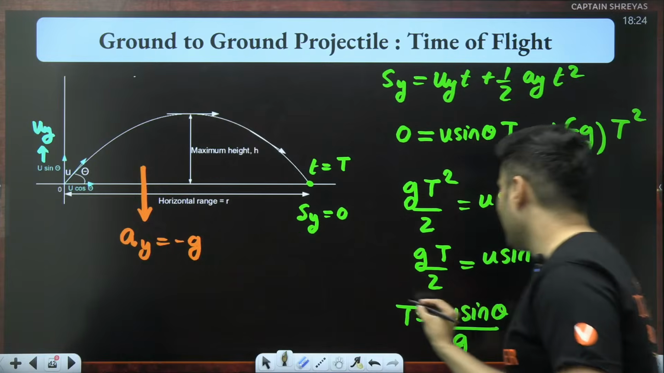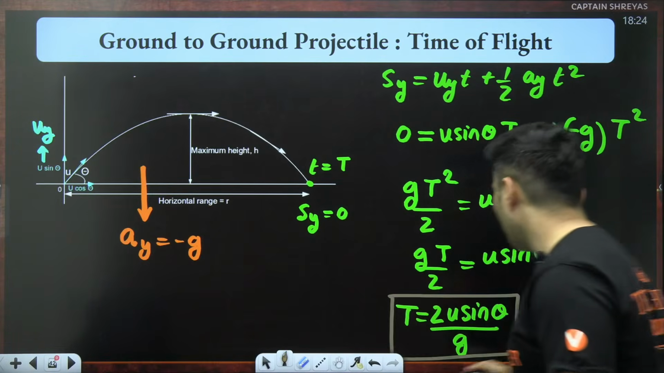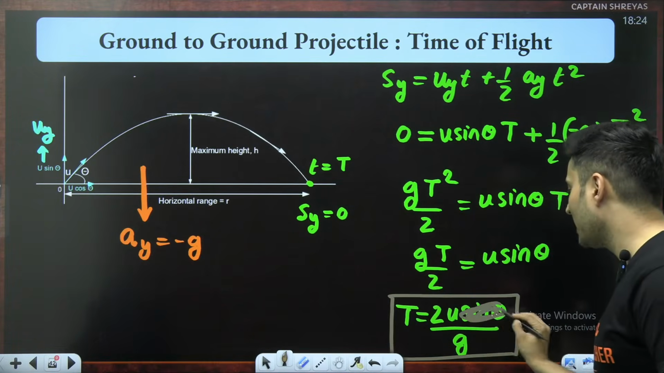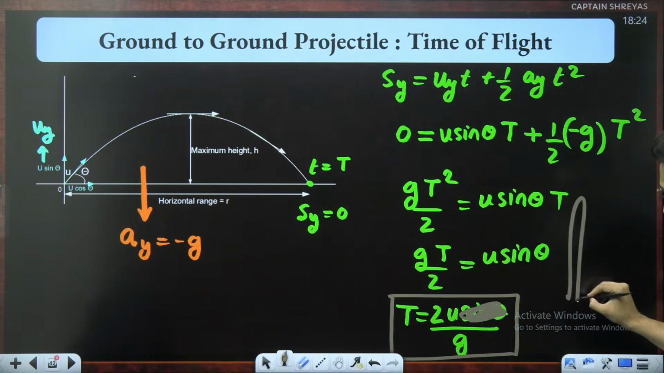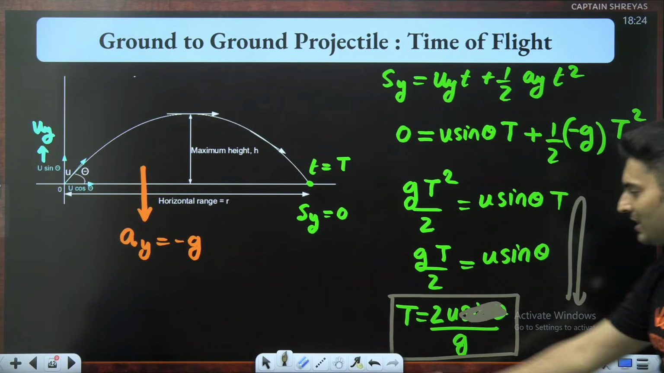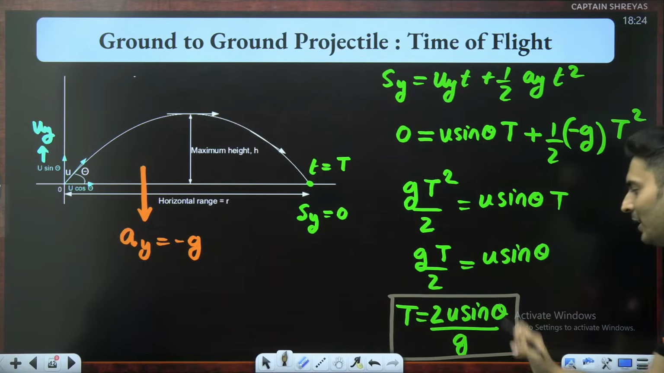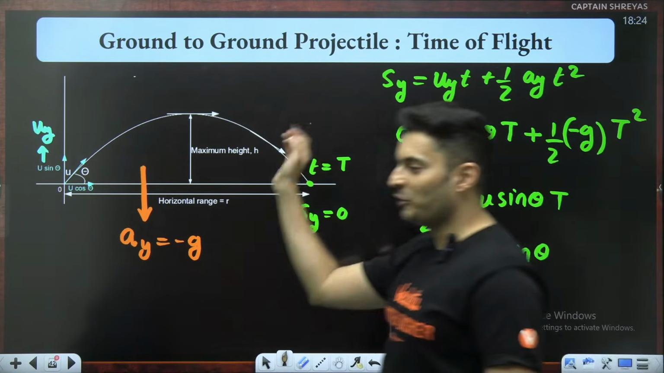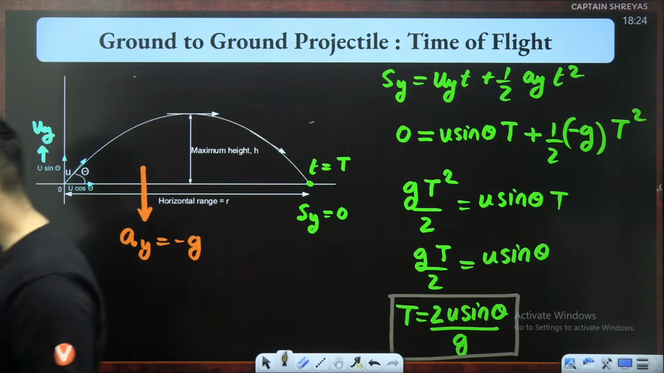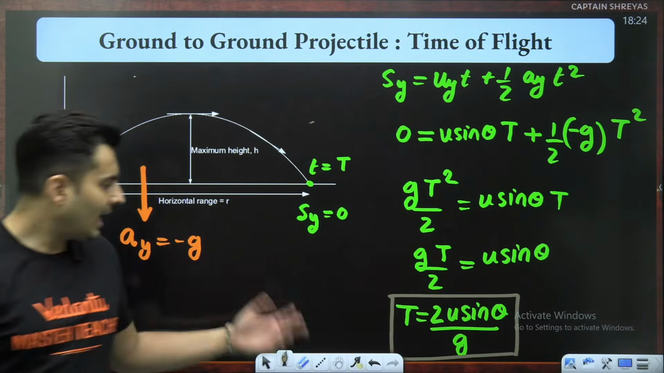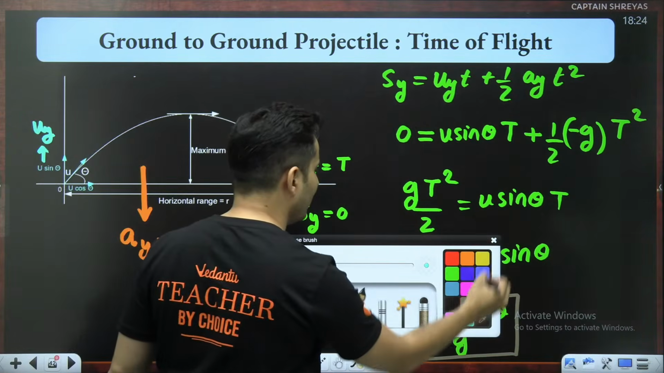Perfect. Guys, this reminds me of that formula for normal vertical motion. To just go up and come down, the formula was 2u by g. Just add one sine theta over here. That's it. It becomes this for the normal projectile. Awesome, right? And the same things are valid over here too.